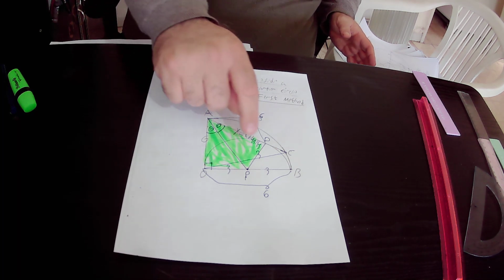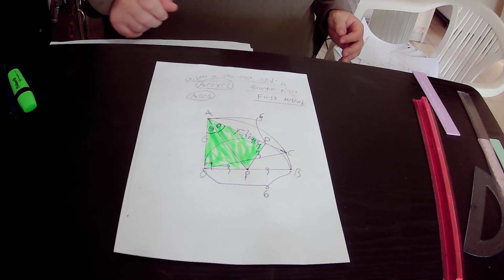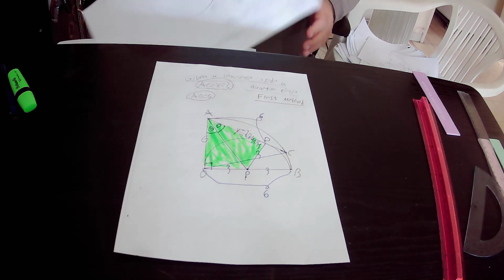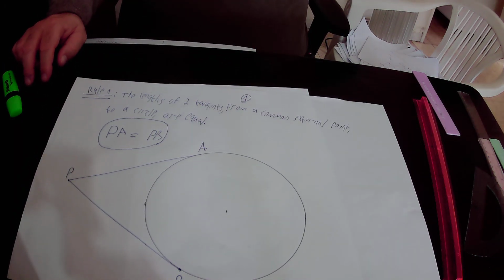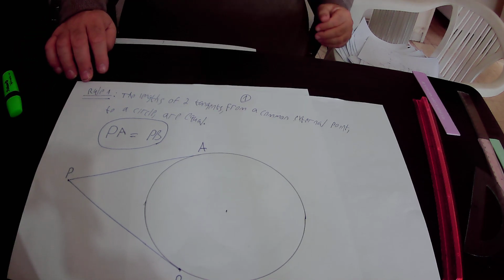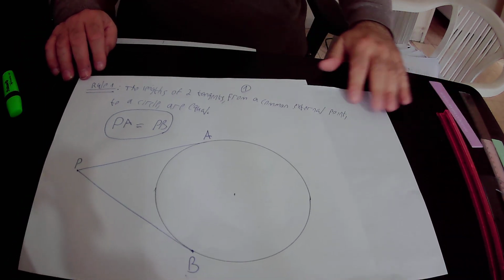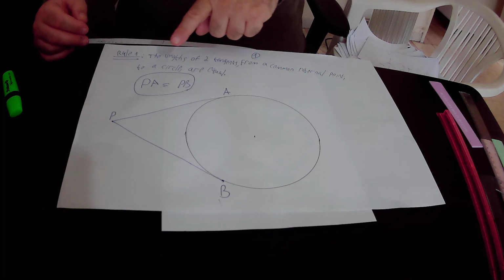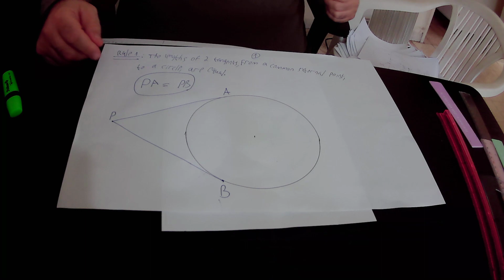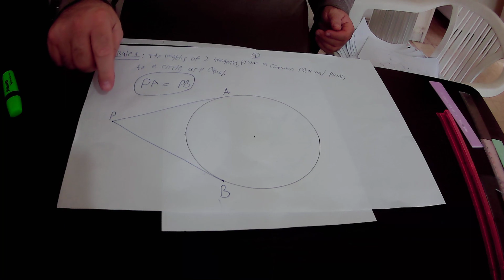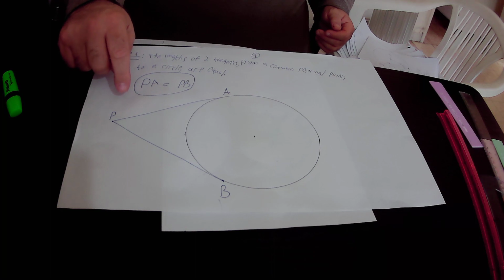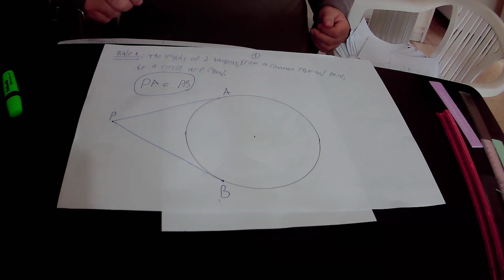Then we join points A and P together by a straight line. And then I presented to you rule number 1. According to rule number 1, the lengths of two tangents from a common external point to a circle are equal. So if we have this circle, and we have the point P that is an external point of this circle, from point P we draw two tangents to this circle. The first tangent is tangent PA. The second tangent is tangent PB.